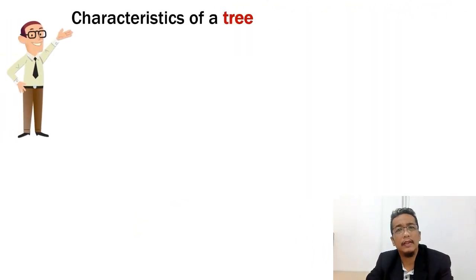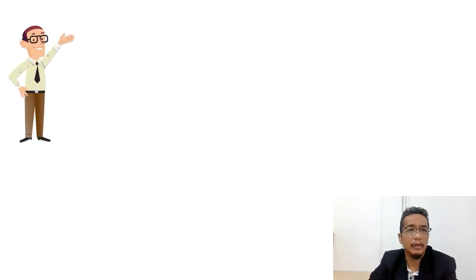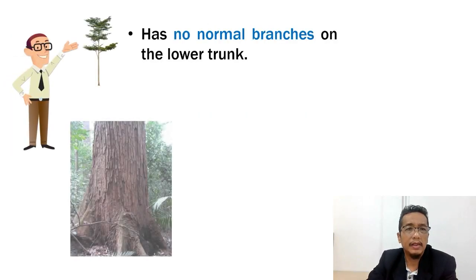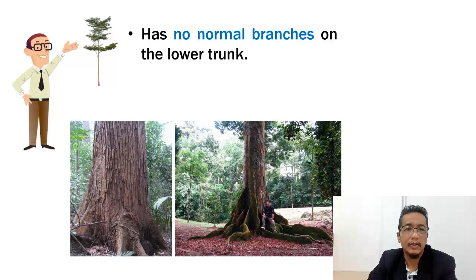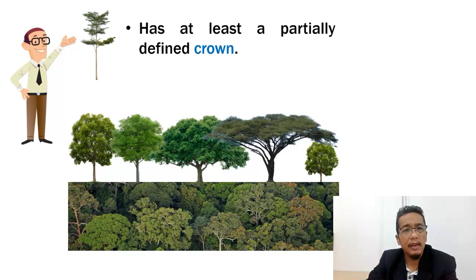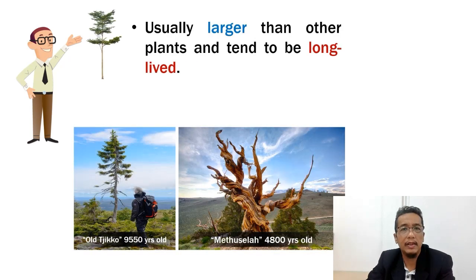Now we take a look at the first characteristic of a tree. A tree often reaches 15 feet or more in height at maturity above the ground. So this is the first characteristic. The second characteristic of a tree is that it has at least a single trunk or dominant multiple trunks. Next, a tree has no normal branches on the lower trunk. Then, a tree has at least a partially defined crown. And a tree is usually larger than other plants and tends to be long-lived.